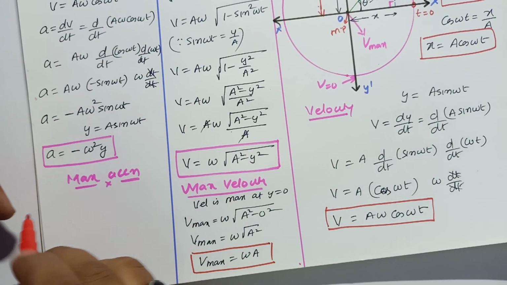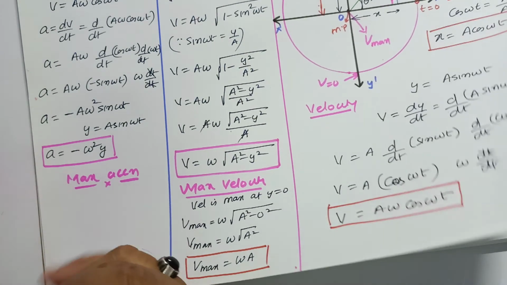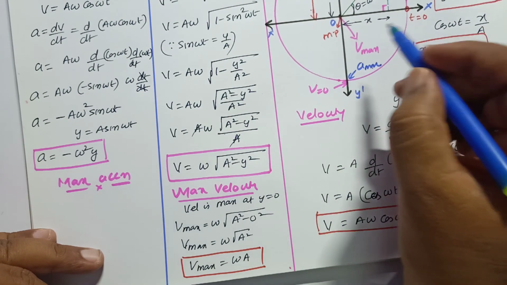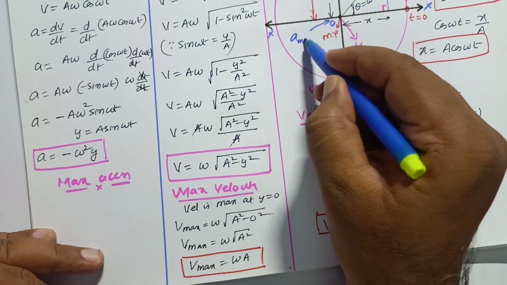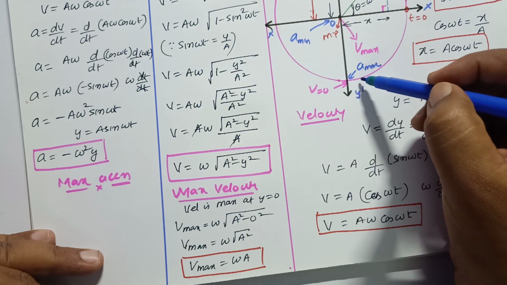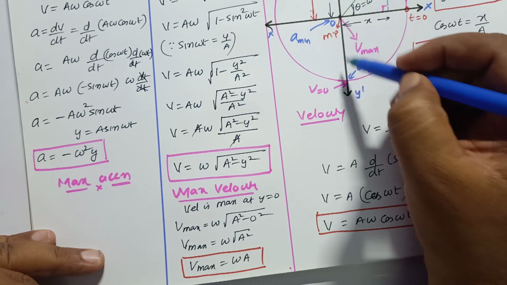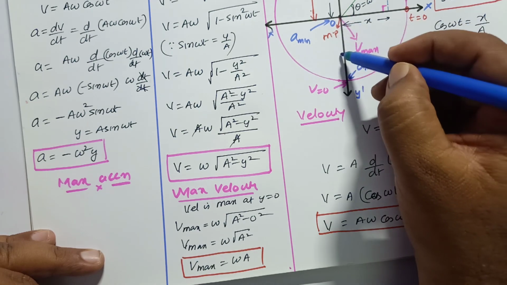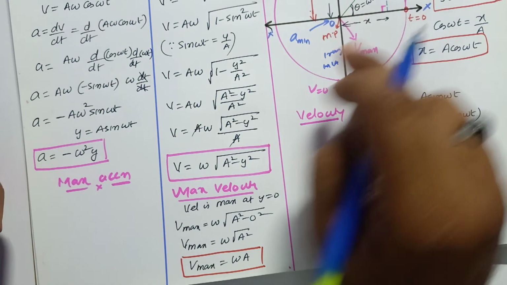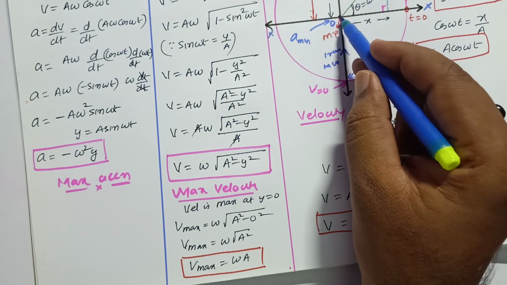Now we shall discuss what is maximum acceleration here. Acceleration is maximum at this place, and at the mean position acceleration is minimum. So acceleration is minimum at the mean position but maximum at the extreme position, because velocity will slowly increase from extreme to mean. Therefore acceleration is maximum at the extreme position, whereas velocity is maximum at the mean position.